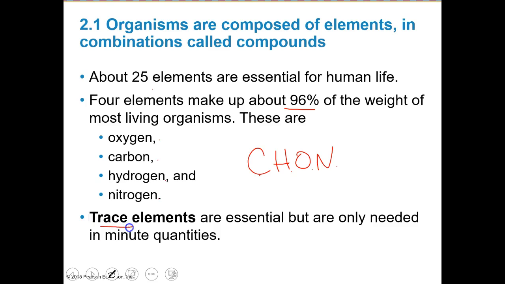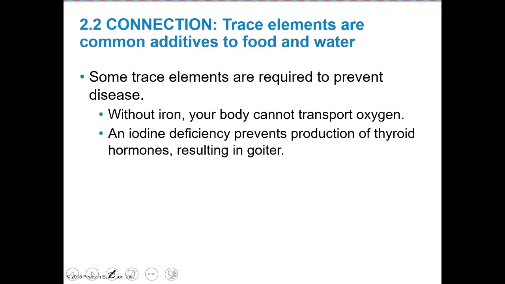Fascinating. Trace elements really are essential but only needed in minute quantities. We absolutely have to have them, but just in teeny tiny little quantities. Some trace elements are required to prevent disease. You have to have iron because your body can't transport oxygen without it. When you're low in iron, that's what they call anemia. It gets to be a little harder to breathe and transport that oxygen around.